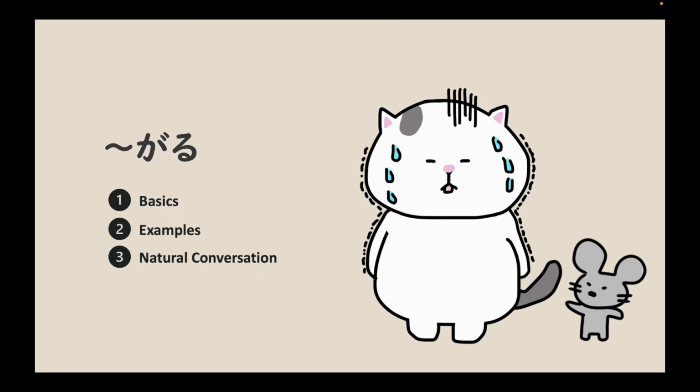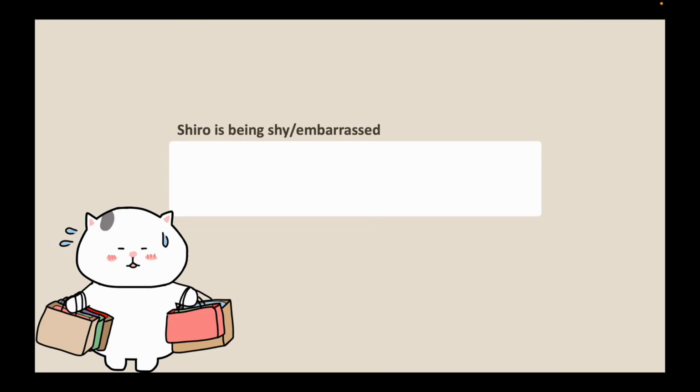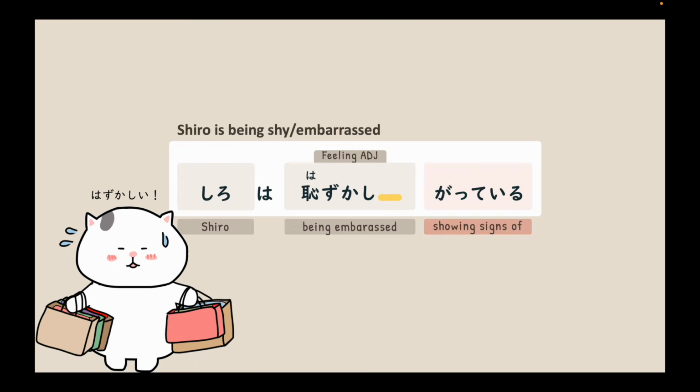Now let's look at more examples. Shiro is being shy or maybe embarrassed. Feeling embarrassed in Japanese is hazukashii. So we say, Shiro wa hazukashiigatteiru. Let's say it one more time. Shiro wa hazukashiigatteiru.